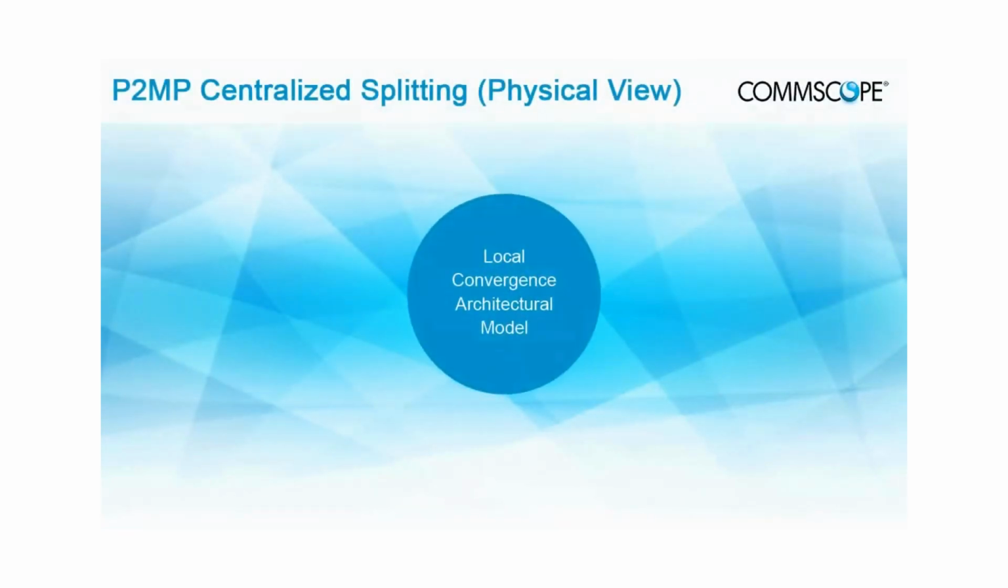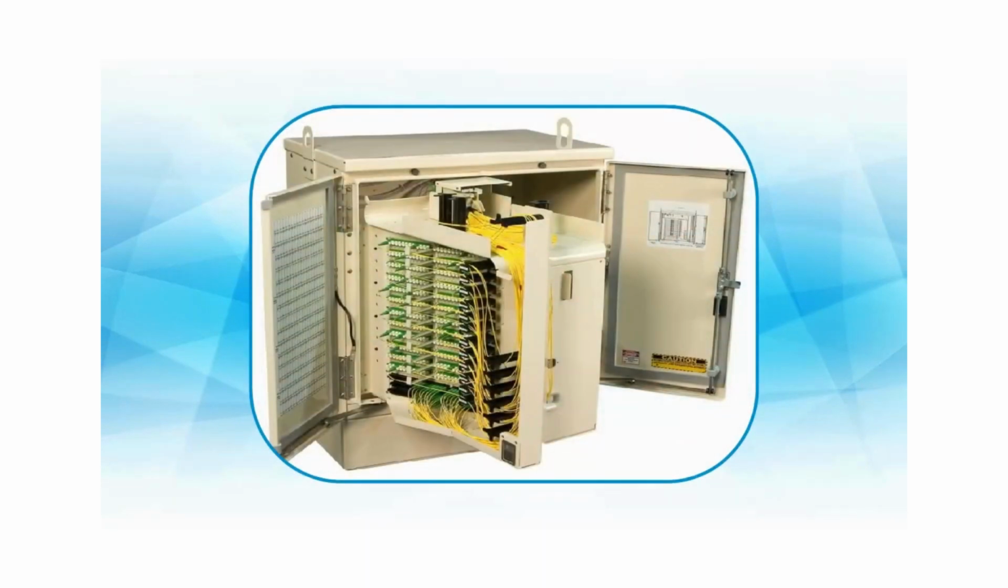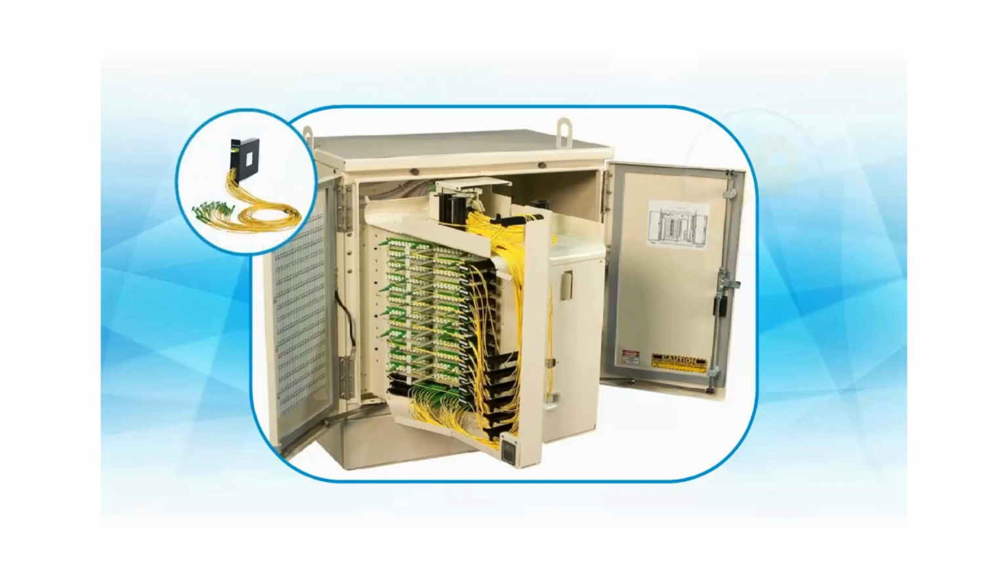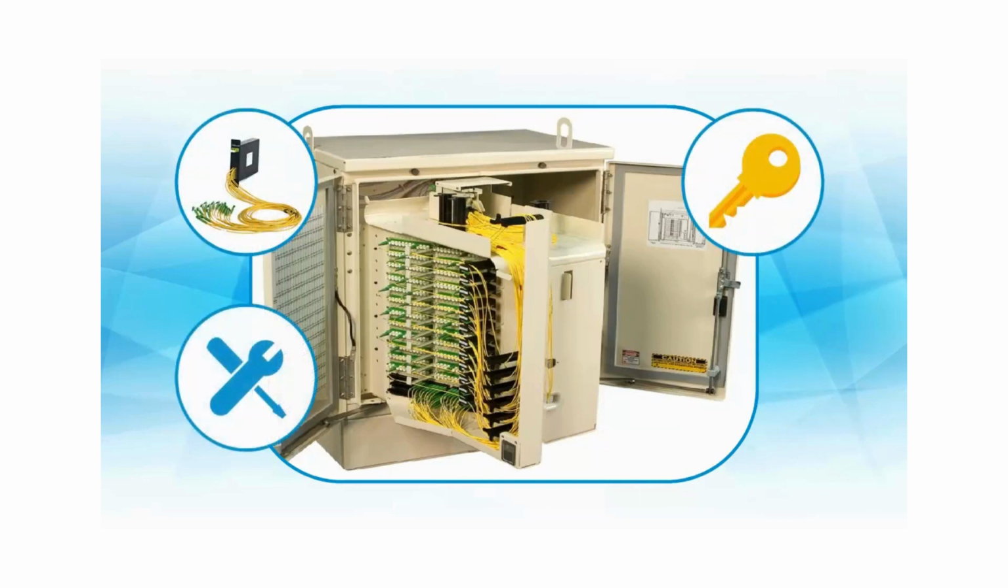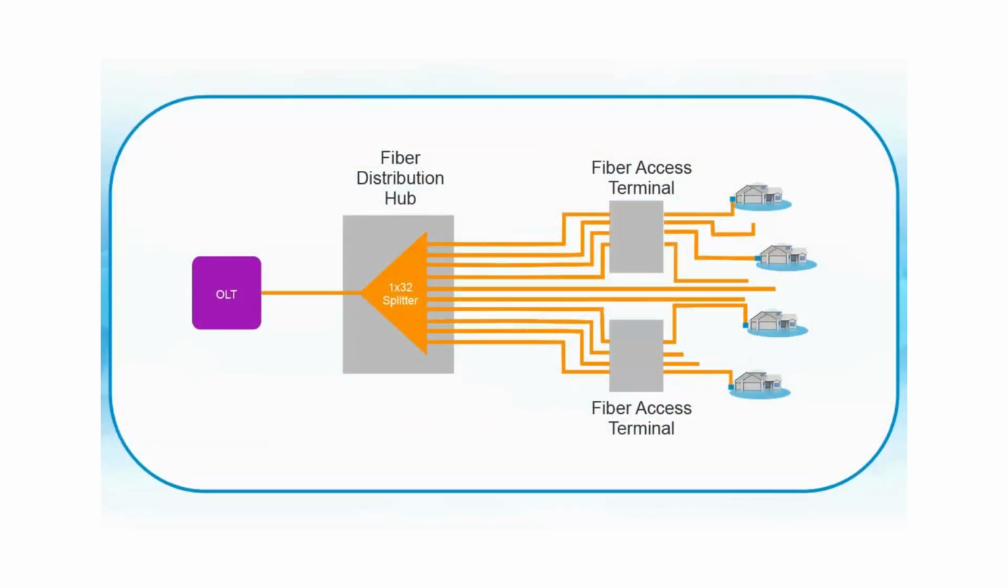The local convergence architectural model is slightly different. This architecture centers on the FDH, or Fiber Distribution Hub, where every end user or building in the neighborhood is represented. It makes very efficient use of the splitters, maximizes accessibility, provides easier troubleshooting, and accelerates turn-ups and reconfigurations. The architecture typically begins with a 1:32 splitter placed inside the FDH, with the 32 split fibers routed through distribution panels, splice ports, and/or access point connectors to the ONU at 32 homes.